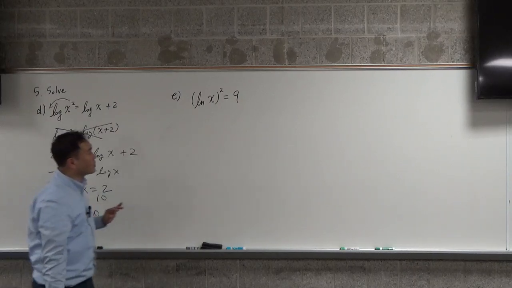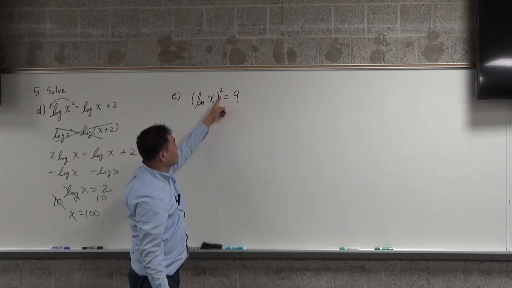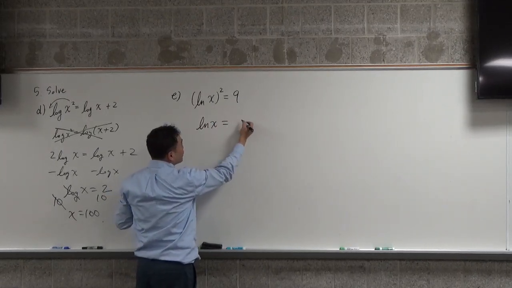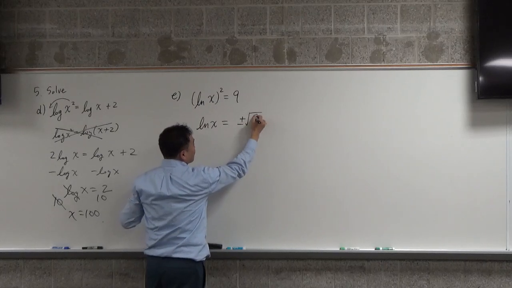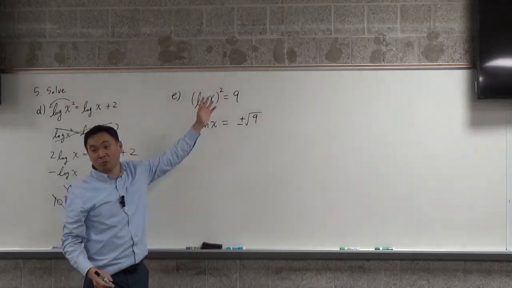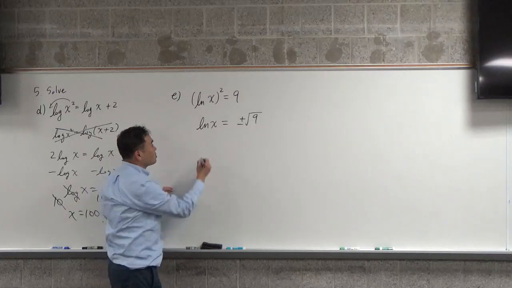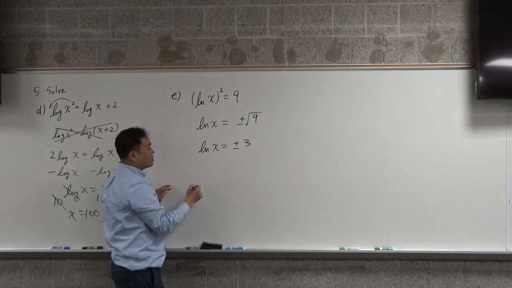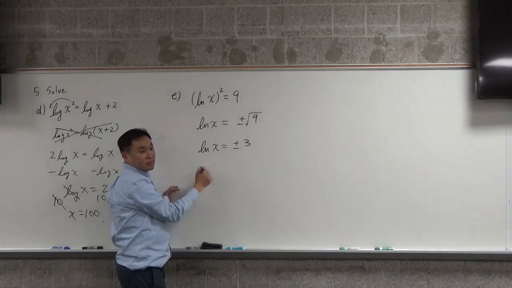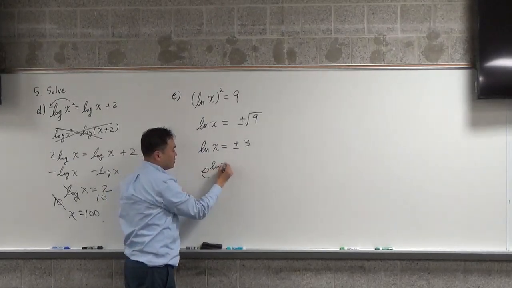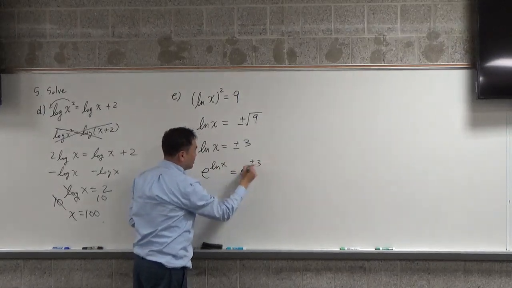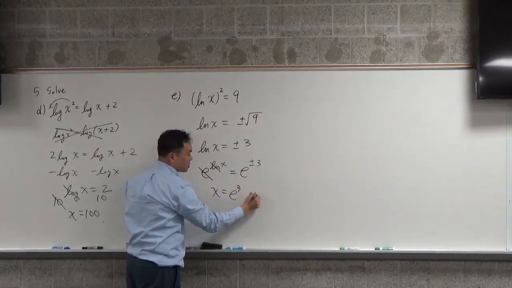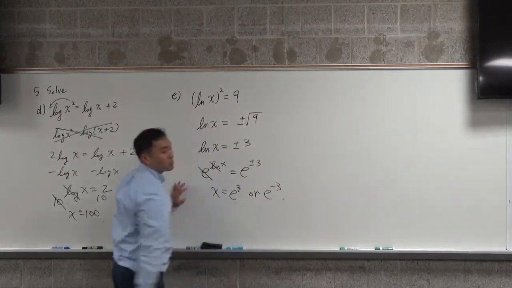That's the answer. Okay, for this one, when you remove the square, what happens? Plus minus square root of 9. That's always what you do when you remove the squared, right? Yeah. So you get ln of x equals to plus minus 3. How do you remove ln? E. So they cancel and you get x equals to e to the 3 or e to the negative 3. So that's the answer.